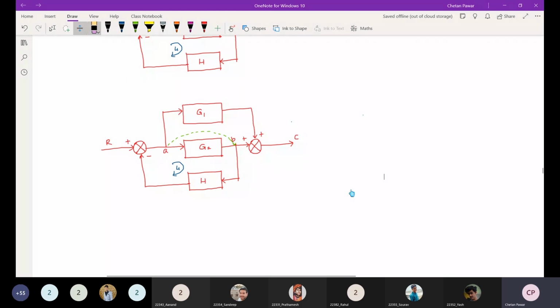If I shift this takeoff point after this block, what will be the change in the gain here? Can anyone tell me? As we have seen in the rules, if I shift this point after this block, what will be the change in the gain of this block? It will be multiplied by G2? No. How will it be multiplied by G2? Okay, so here we see.